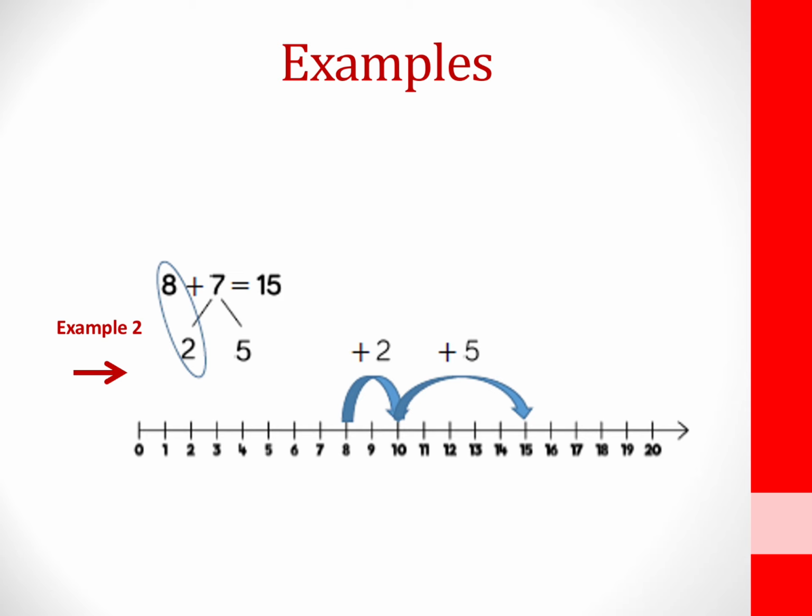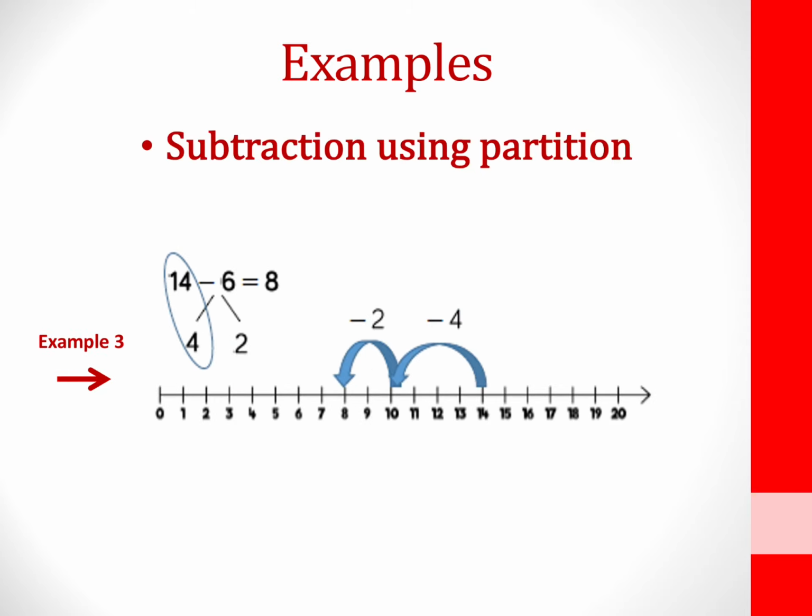From 10 they can now add the remaining part of 7, which is 5, leading them to their answer of 8 add on 7 is 15. Reinforcing the importance of reaching a friendly multiple of 10 will help support children as they progress to working with bigger, more difficult number problems.